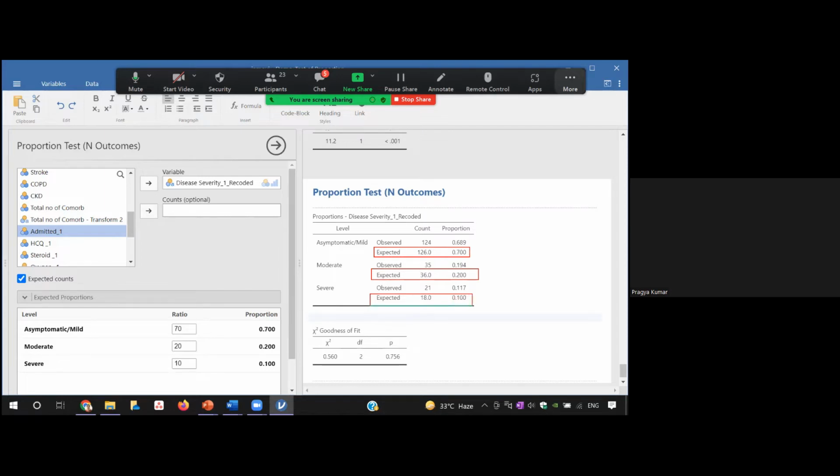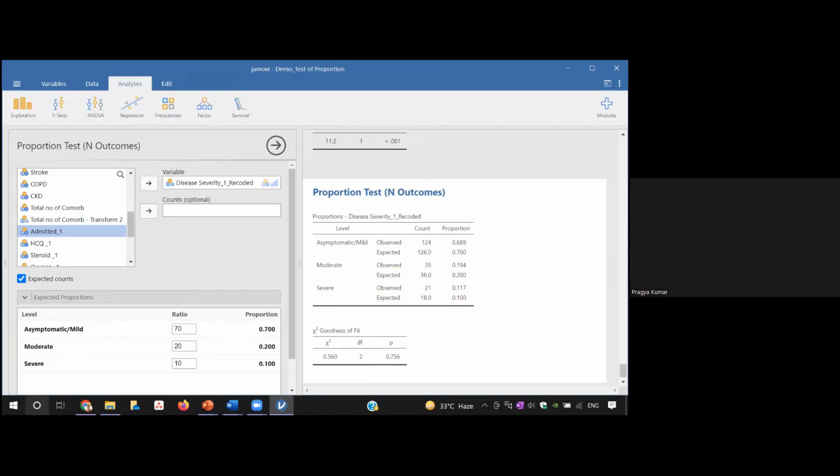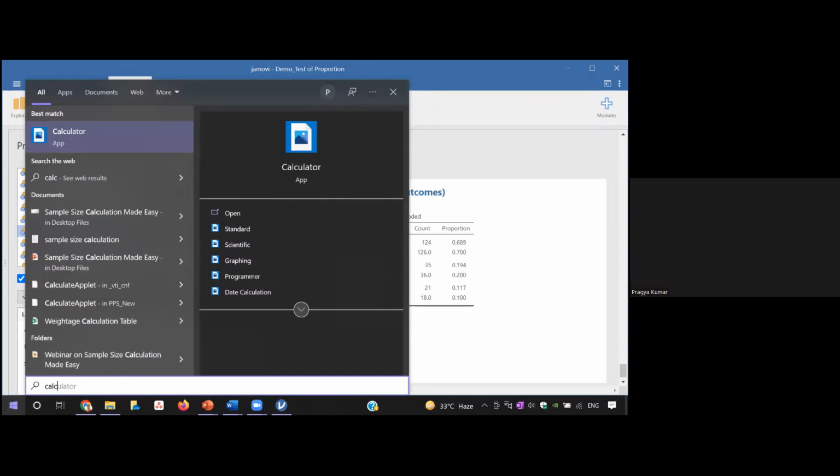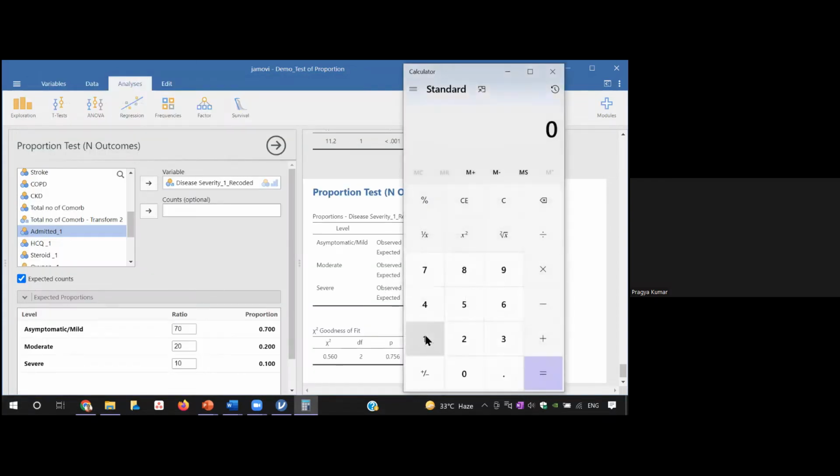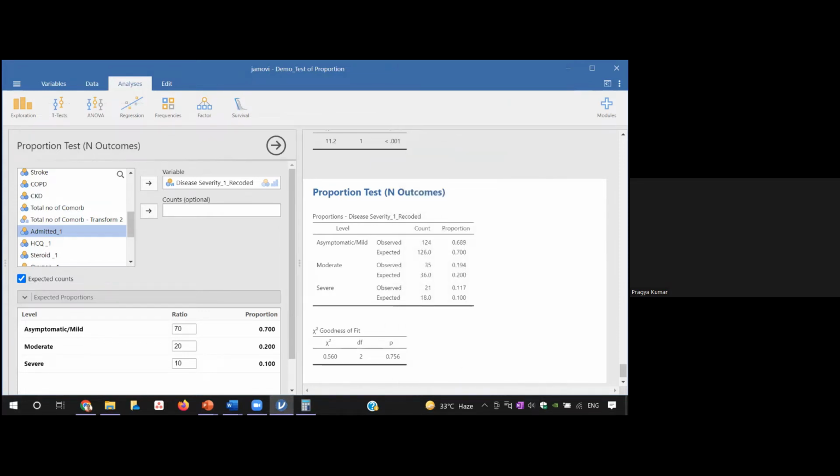I'll show you here in the calculator as well. Can you see it here? The total number of cases is 180. So if you take 180 multiplied by 0.70, because 70%, it is 126. So you can see the expected count in this case is 126. Let me show you, this is 126.